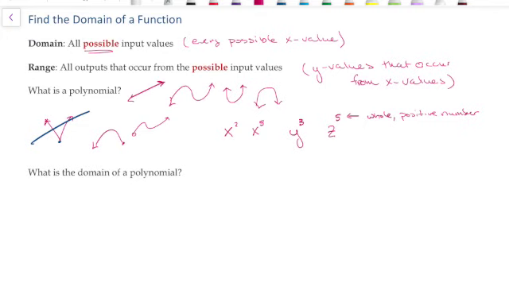Well, look at all these pictures I just drew, and the domain is all the possible x values. If I draw this or that, is it ever going to stop? Is there ever a place where x can't be? And the answer is no. It's all real numbers. Okay, so all real numbers is one way to say it.